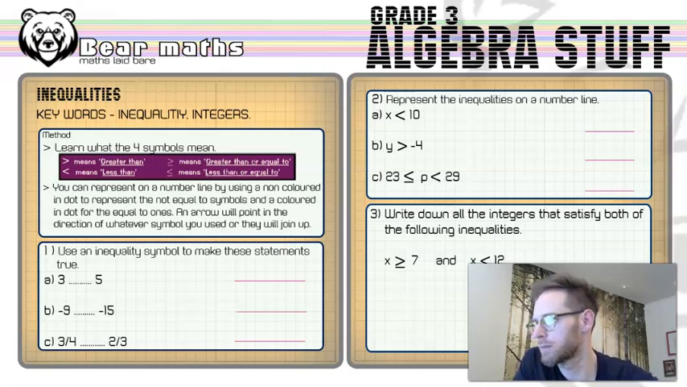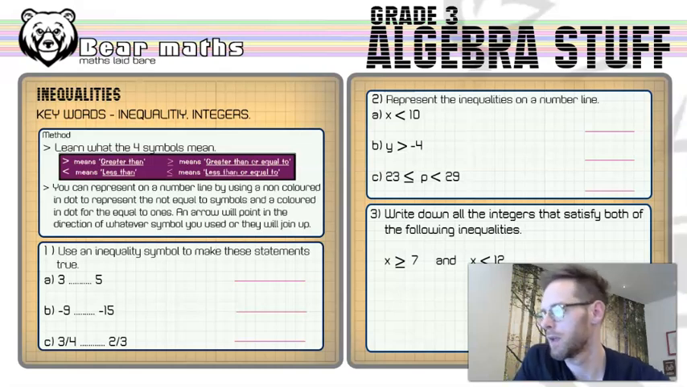This is inequalities. That's what this one is. Still wearing my glasses. Keywords: inequality and integers. Inequalities are when we say something is not equal to. There are 4 symbols you need to learn. Integers are whole numbers. I've mentioned this before. I'll mention it again, I'm sure. Integers are just whole numbers.